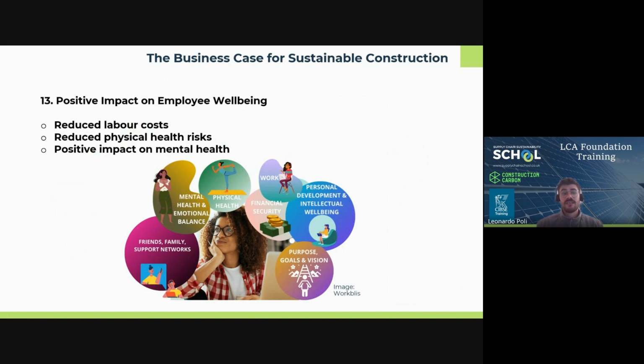And then finally, positive impact on employee well-being, reduced labor costs, reduced physical health risks, and positive impact on mental health. Sustainable business practices reportedly carry positive impacts on the well-being of staff. Researchers have demonstrated that occupants respond positively to certain features of sustainable buildings by working more productively, making fewer errors, and being absent less often, thus reducing labor costs.